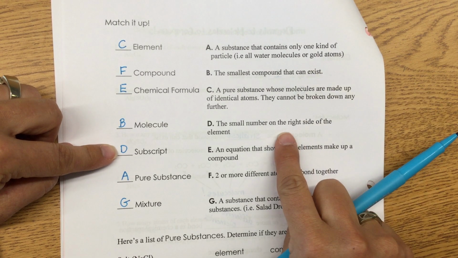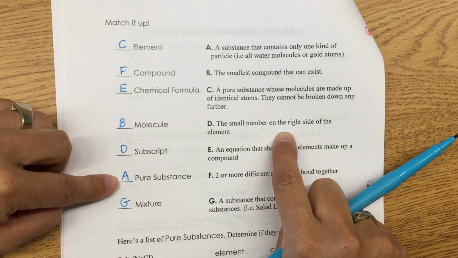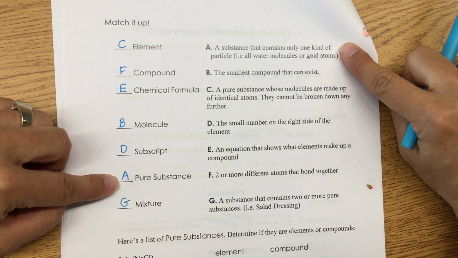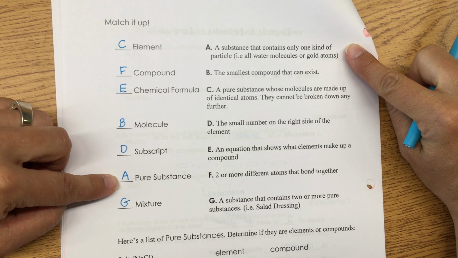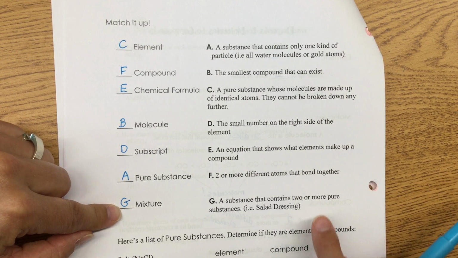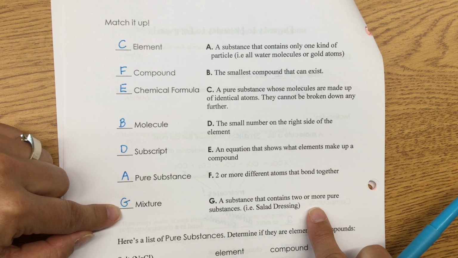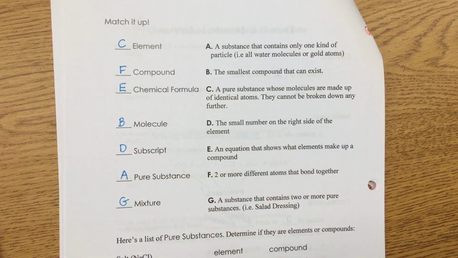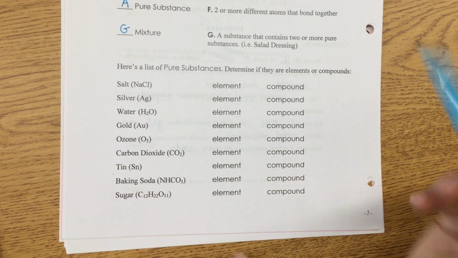A subscript, the small number to the right of the element. A pure substance, something that contains only one kind of particle. And a mixture is a substance that contains 2 or more pure substances, like salad dressing. Okay. Next one, let's give this a try.